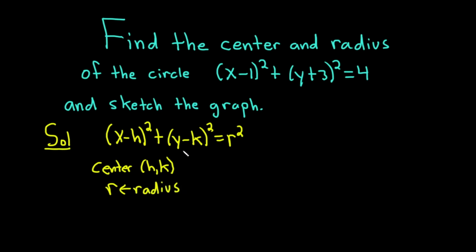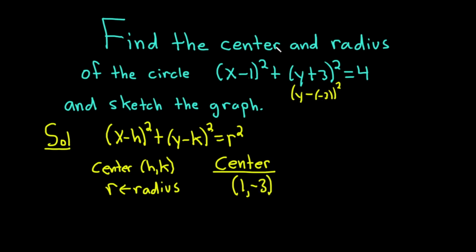So in our particular example, we can just use matching to find the center. You can see here we have x minus h, here we have x minus 1. So h is going to be 1. So for our center, the h is 1, comma. Then here it says y minus k, but here we have y plus 3. You can think of this as y minus negative 3. And so now you can see it matches. Our k is negative 3.